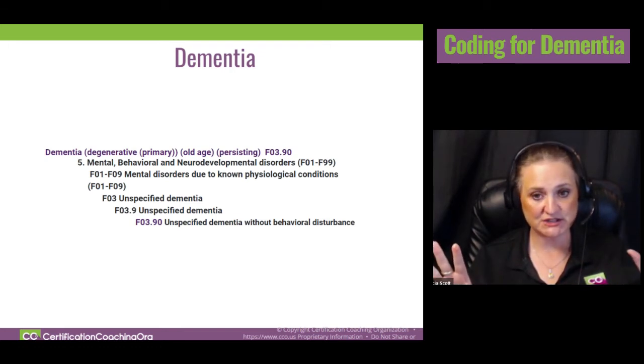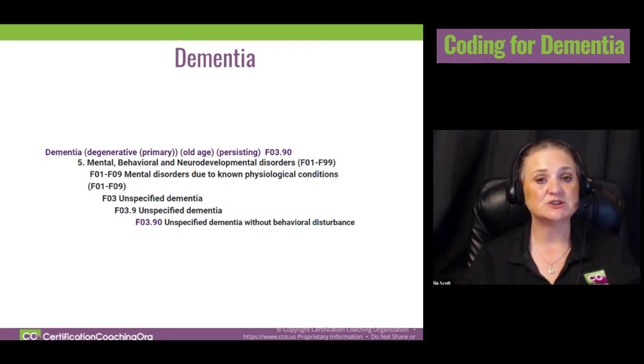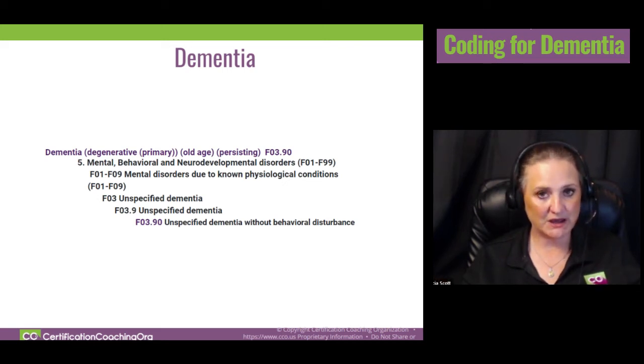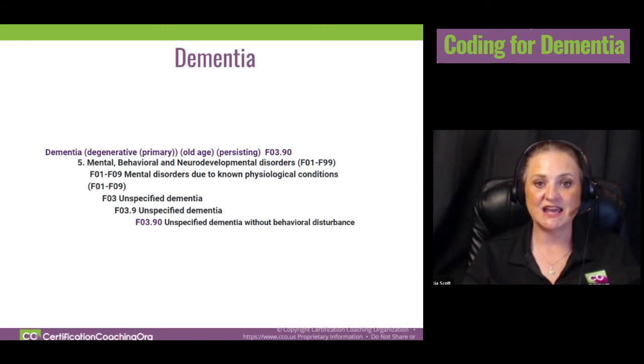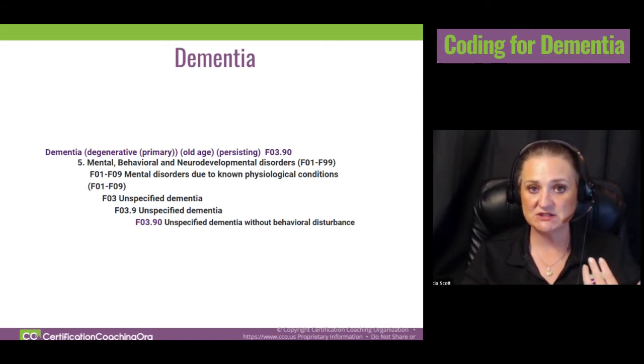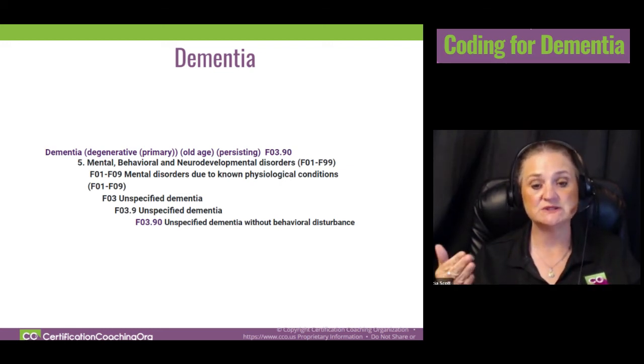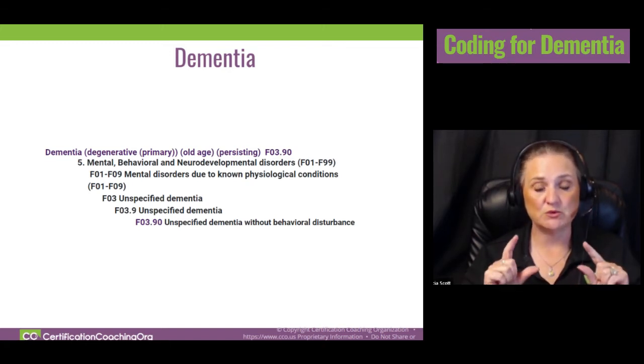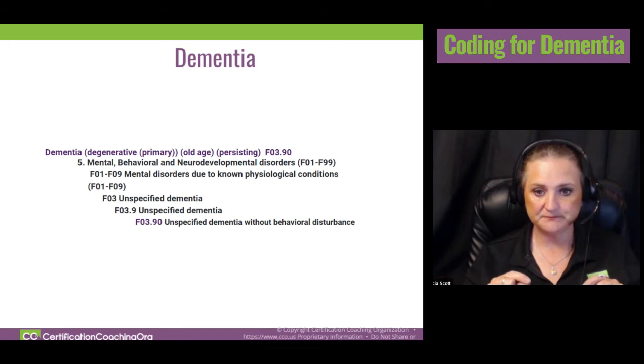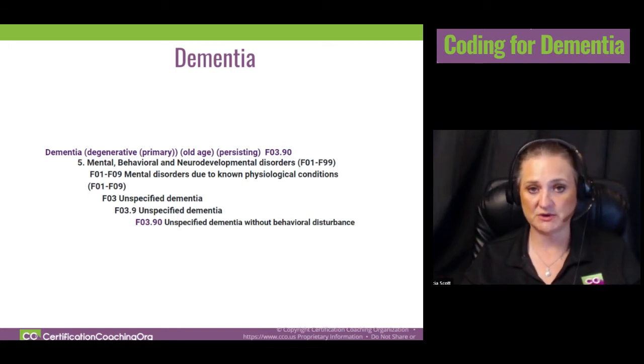We have no other information, but we also don't know if there are behavioral problems. Why do we think about behavioral problems with dementia? Because dementia is not only a neurodevelopmental disorder, but it's mental and behavioral. And we often have behavioral issues with dementia, so it's built into the code. So let's talk about that, because when you want to get to the highest specificity, you do not want to use F03.90.